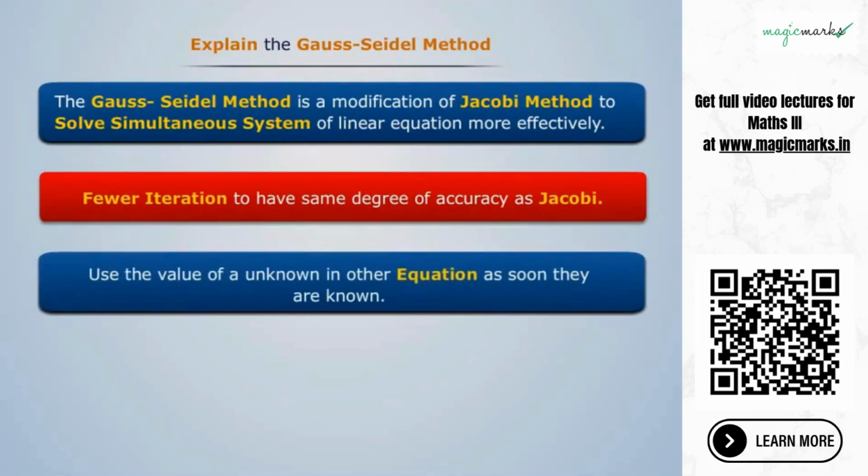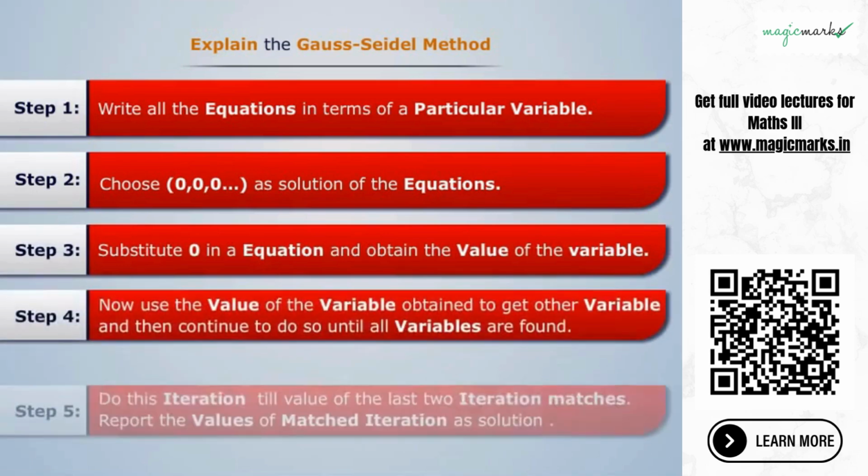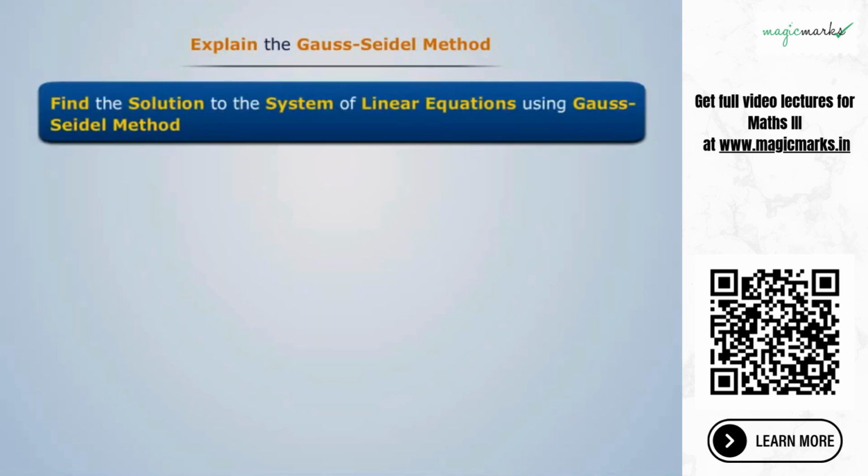In this method, we use the value of an unknown in the other equations as soon as it is known. Here are the steps for applying this method. Let's see them with an example.